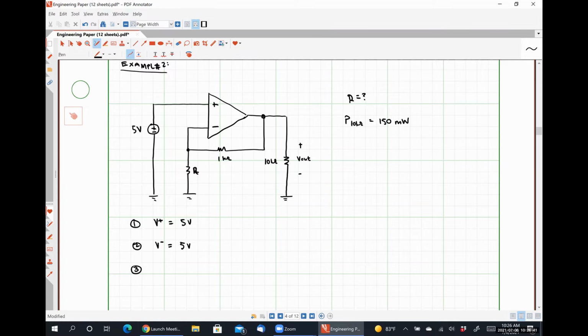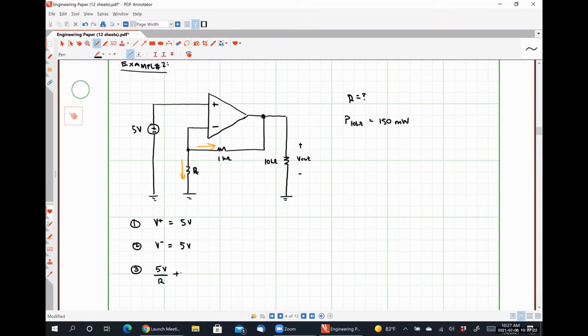Okay, so what's that equation going to look like? To be clear here, we're going to be adding this current plus this current and setting them equal to 0. So what's the current flowing down through R? This should be 5 volts over that R value that we don't know yet. So 5 volts over R. Okay, what's the current flowing to the right? 5 volts over 1 kilo ohm.